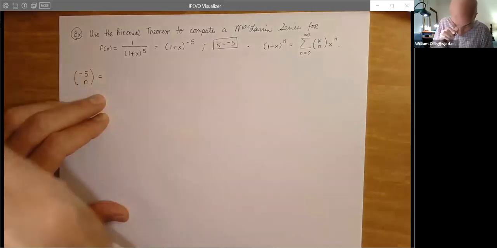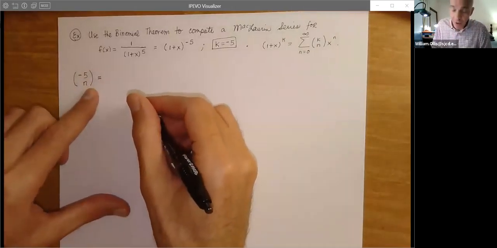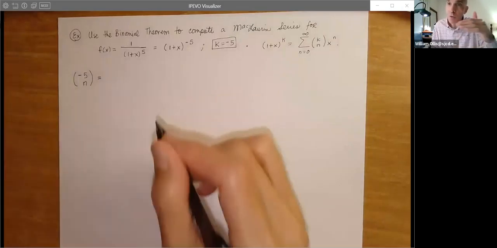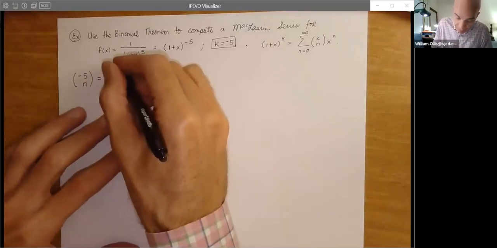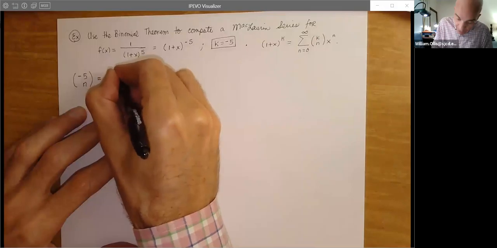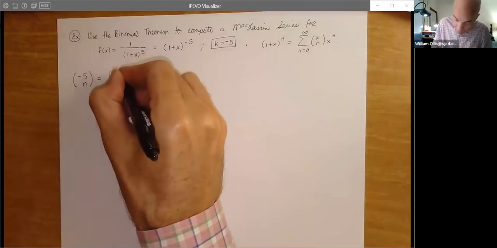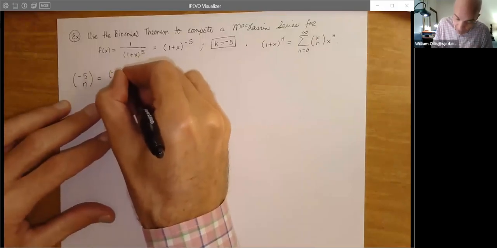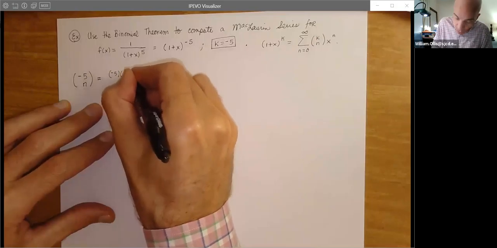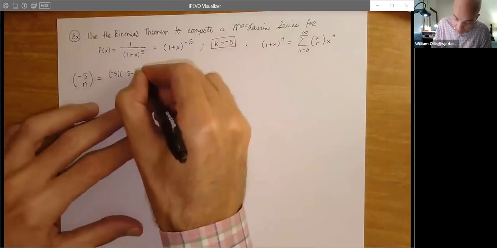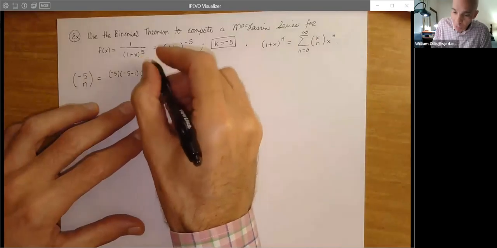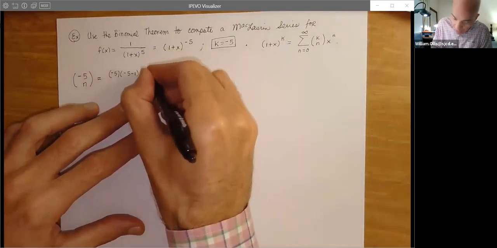In this particular case, we can think of, for instance, starting with n equal 1 and moving up and then adjusting the series as we need to. WebAssign will always give you a hint with that. So remember, in this particular case, we start with negative 5 and we decrease by 1. We do the falling factorial.